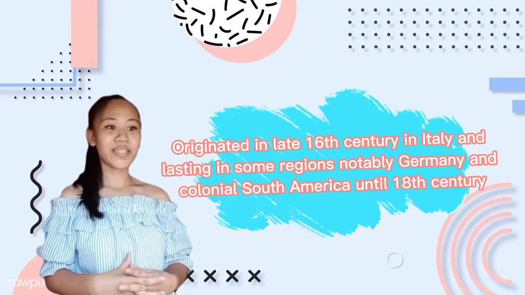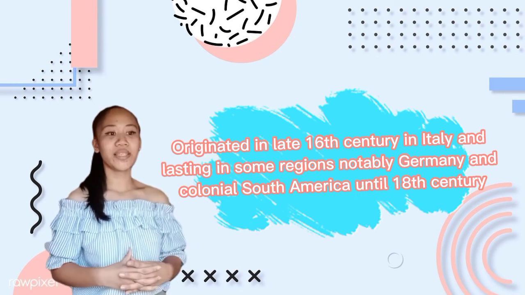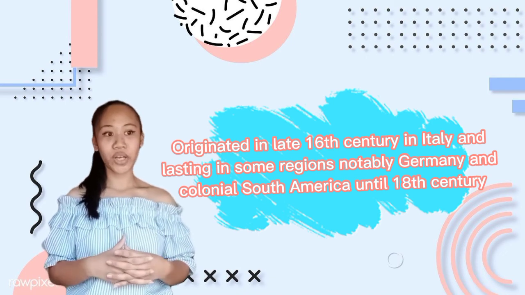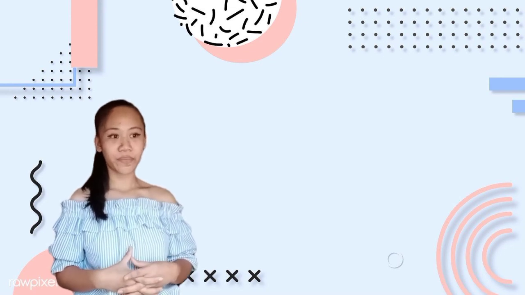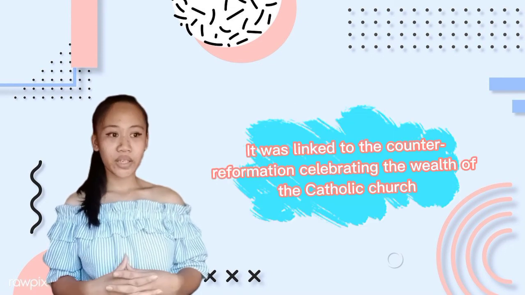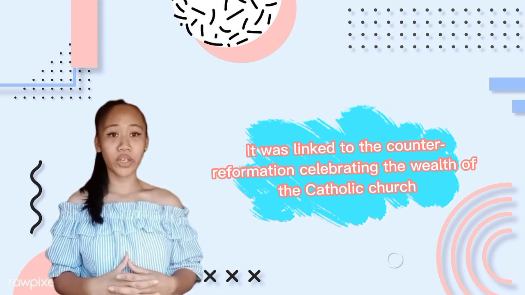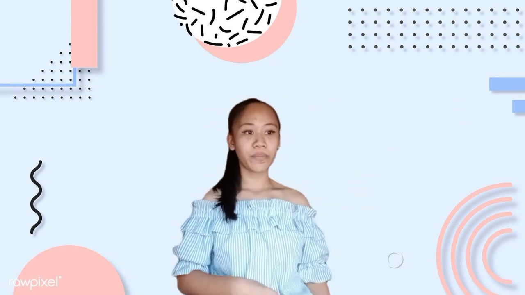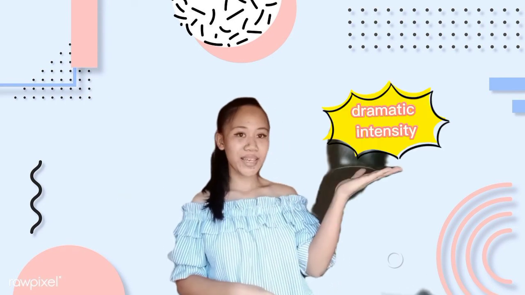It originated in late 16th century Italy and lasted in some regions, notably Germany and colonial South America, until the 18th century. It was linked to the Counter-Reformation celebrating the wealth of the Catholic Church. It was characterized by new explorations of forms, light and shadow, and dramatic intensity.